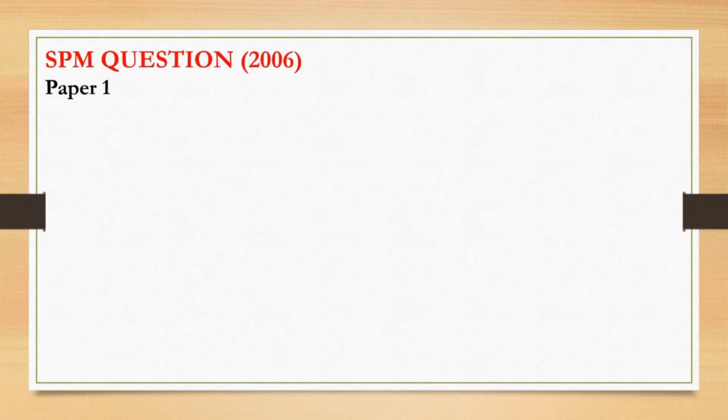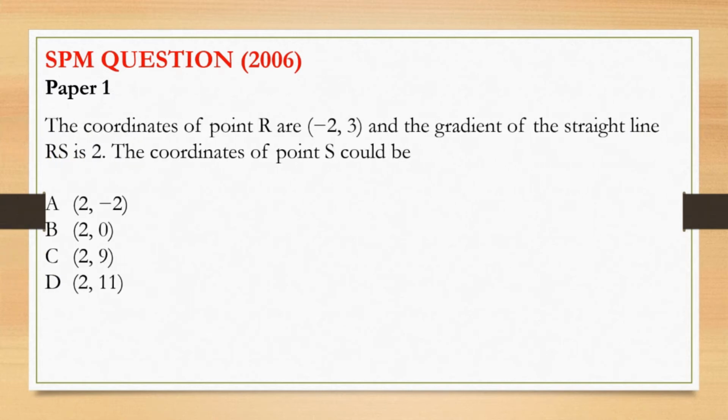After trying all the examples and SPM practice, I believe you can get the idea on this topic. So we are going to try some past year questions. This question is from paper 1. The coordinate of point R are (-2, 3), and the gradient of the straight line RS is 2. The coordinate of point S could be... So from this question, we know that we need to find the coordinate of point S.